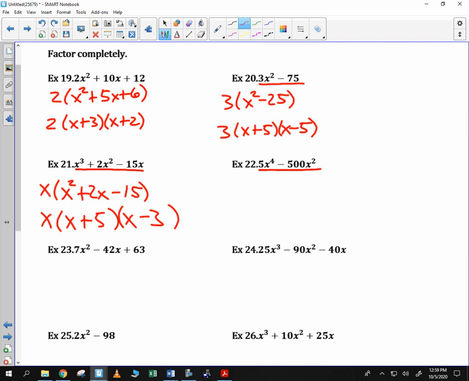What's the common factor here? 5x squared. When I factor, I get x squared minus 100. 5x squared, I have x minus 10 and x plus 10.